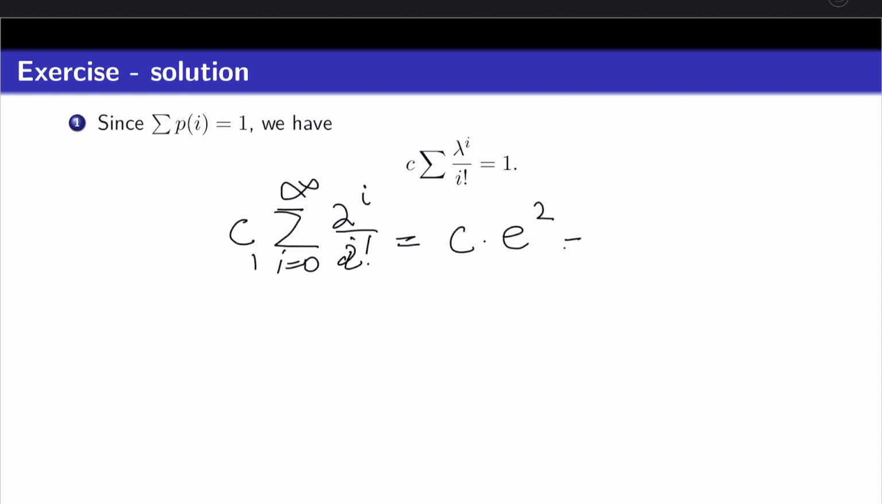And this should be equal to 1 because we know that the sum of all of the probabilities should be equal to 1. And from here we can easily find that c is going to be equal to e to the power of minus 2, because e squared goes to the right hand side. And that's going to be the probability.